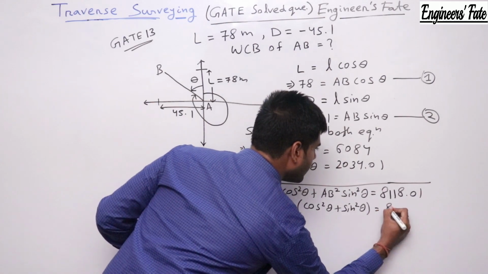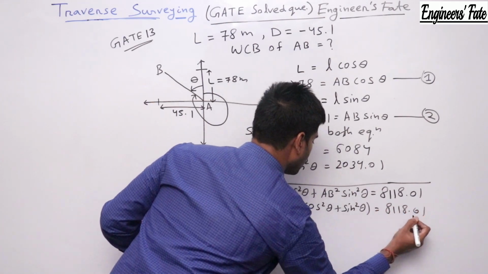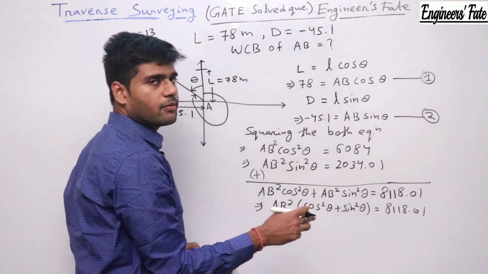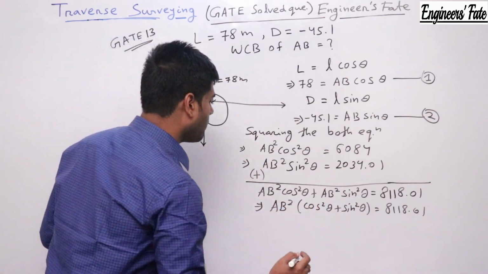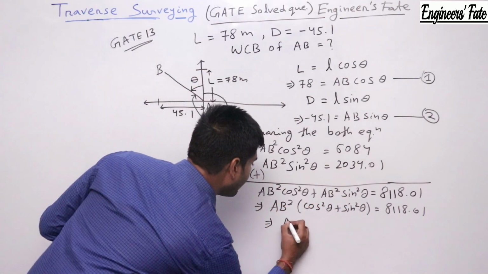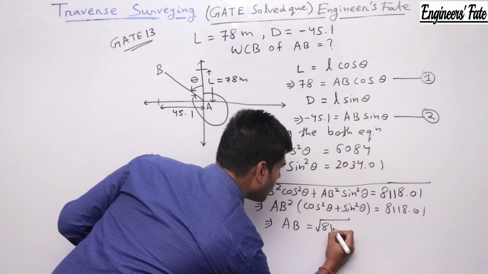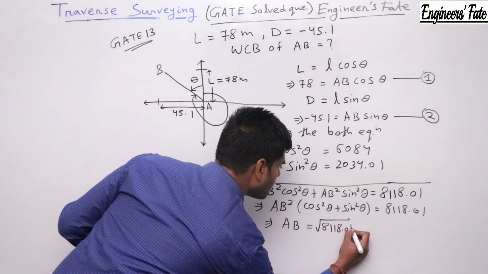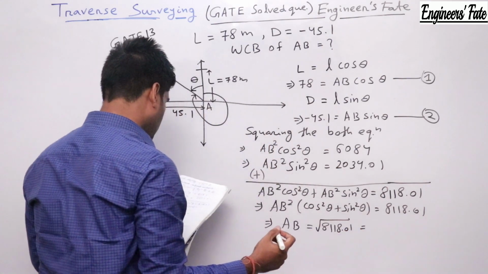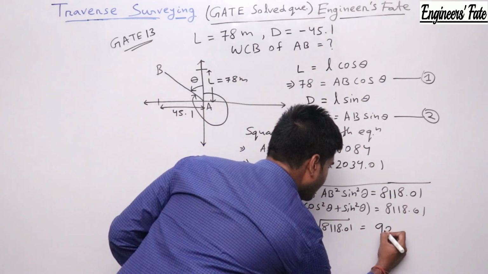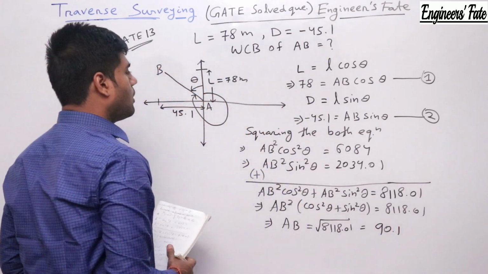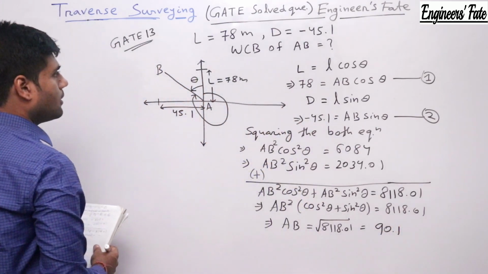this will be 8118.01. I know cos square theta plus sin square theta equals 1 from trigonometry. So I will find the AB value as the square root of 8118.01, and that will be equal to 90.1. So now how can I find the bearing?